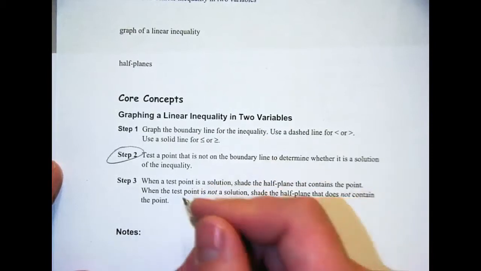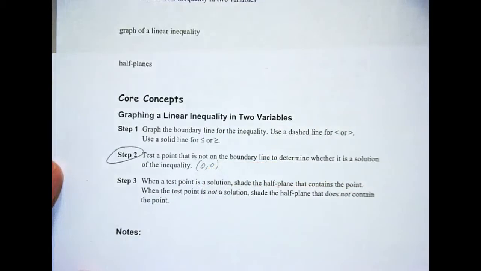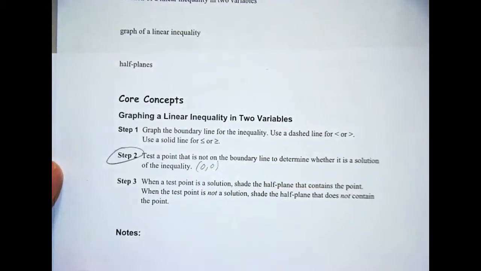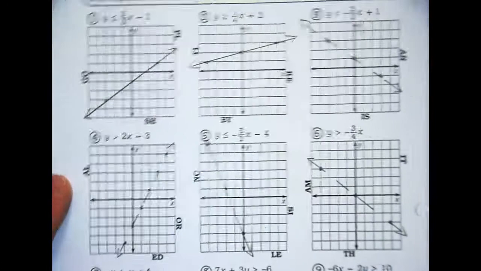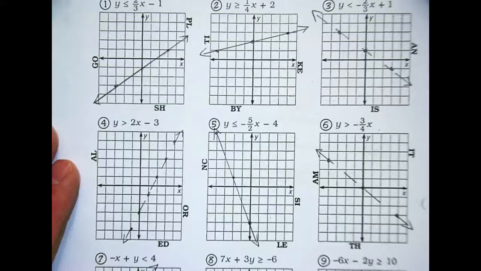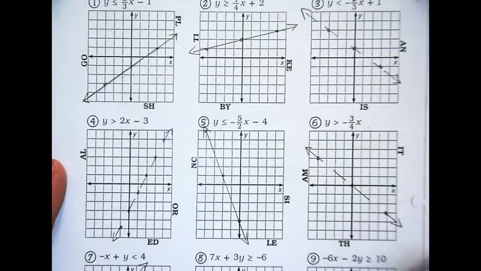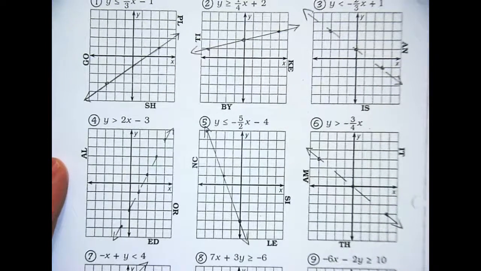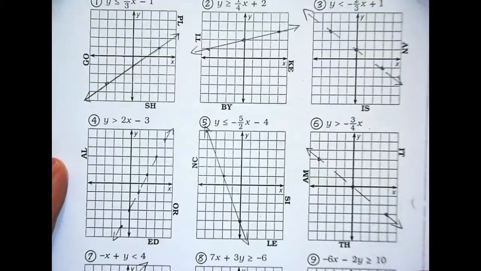Will 0, 0 always work to test that one? Almost always. So, Jake, which number on this sheet would it not work on? It wouldn't work on number 6. Okay, good. Why wouldn't it work on number 6? Someone else. Marie? Yeah, it already goes through 0, 0. Okay, so you've got to test another point, right?